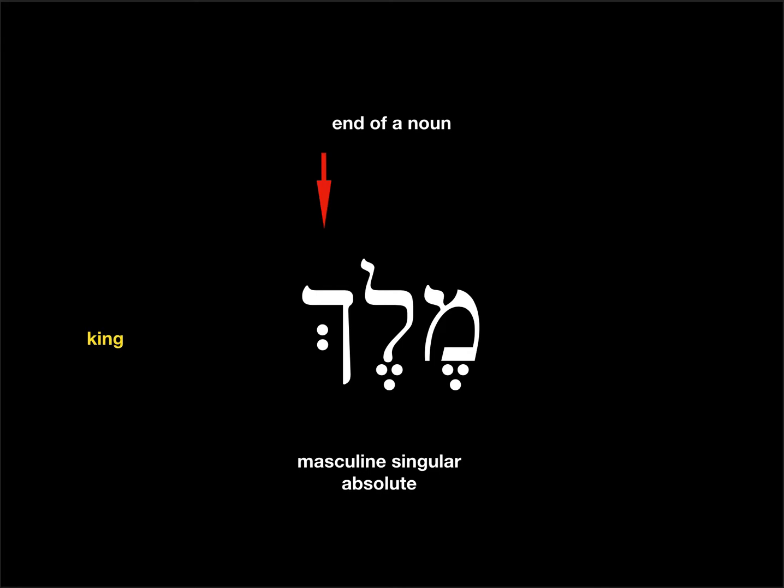King, one king, singular. When you are parsing the noun, what you need to tell me about a noun is its gender, masculine or feminine, in this case masculine. Its number, singular or plural, in this case singular. And the state, which in this video is always absolute.